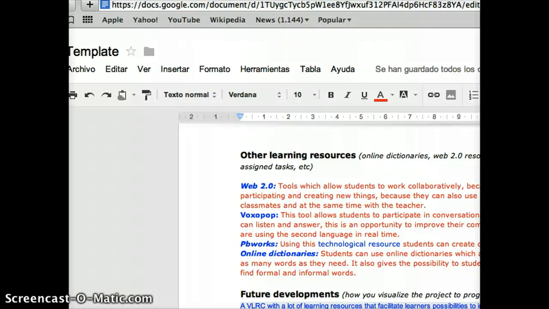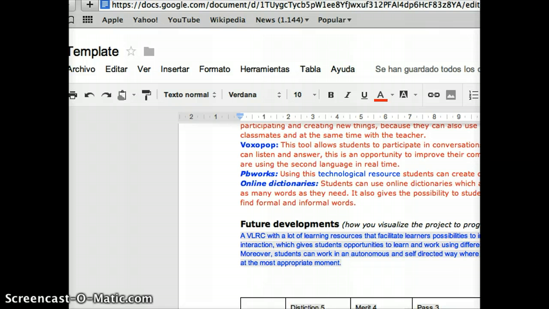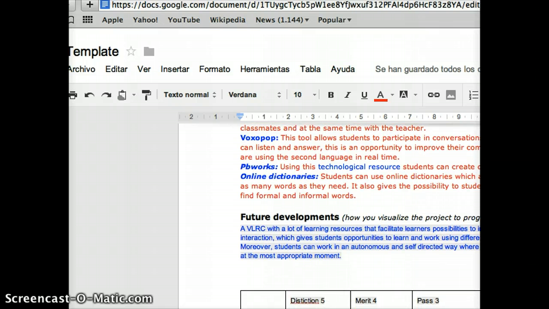PBworks: using this technological resource, students can create documents and initiate their own journals. Online dictionaries: students can use online dictionaries, which are always updated and where they can find as many words as they need. It also gives students the possibility to check the right pronunciation and to find formal and informal words.